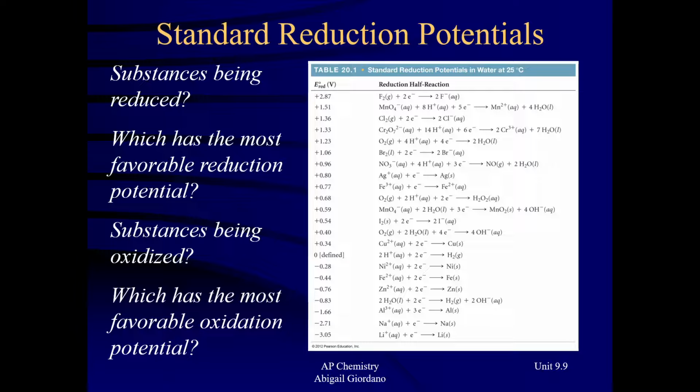Whatever has the most positive potential is the most favorable. So what is the most likely thing on this chart to be oxidized? That is going to be solid lithium. Not lithium ion, lithium solid. Okay, so look at that very bottom reaction. If we flip it around, solid lithium is being converted into lithium ion and 1 electron would be released, and the potential value would now be positive 3.05 volts, and that's going to be the most positive one on the table.